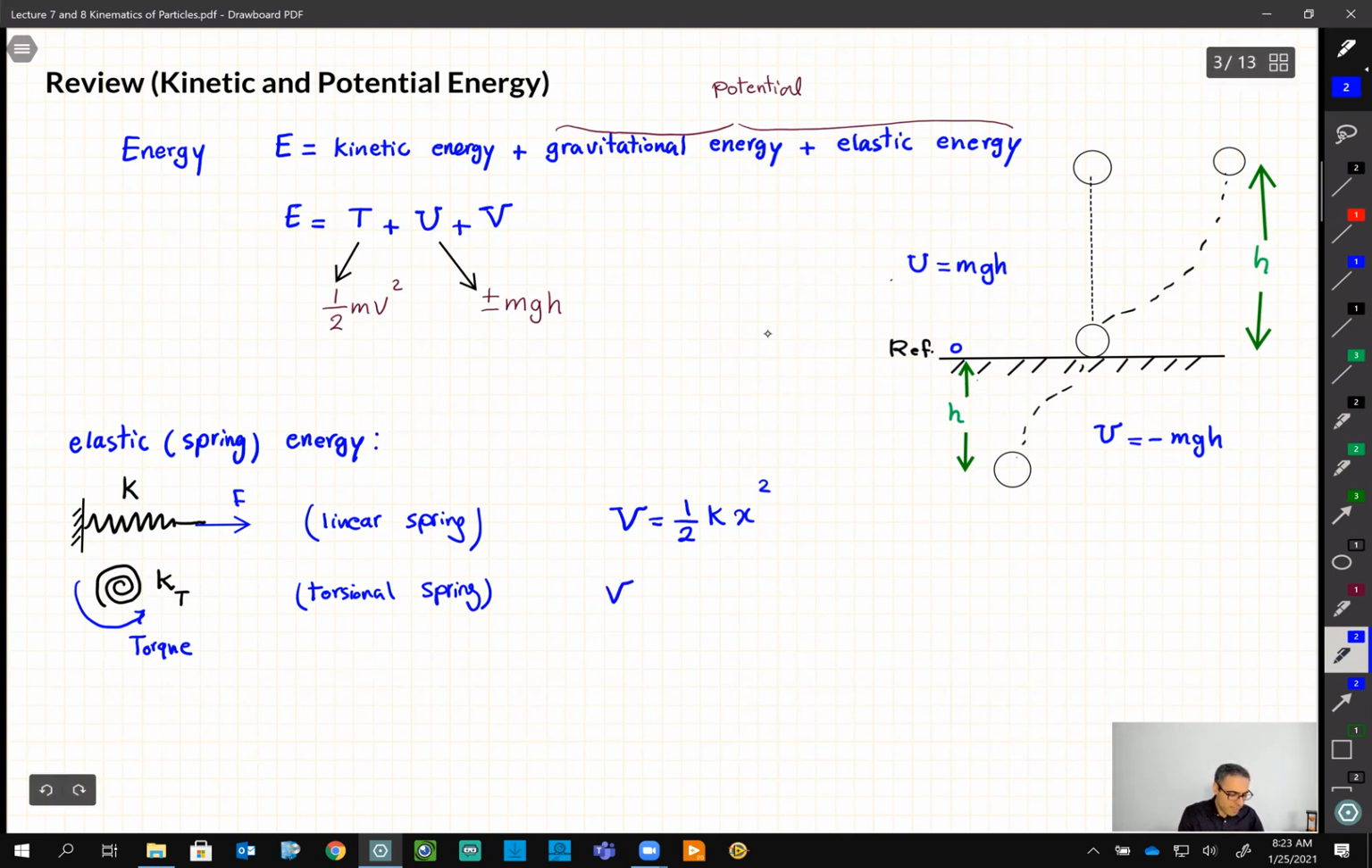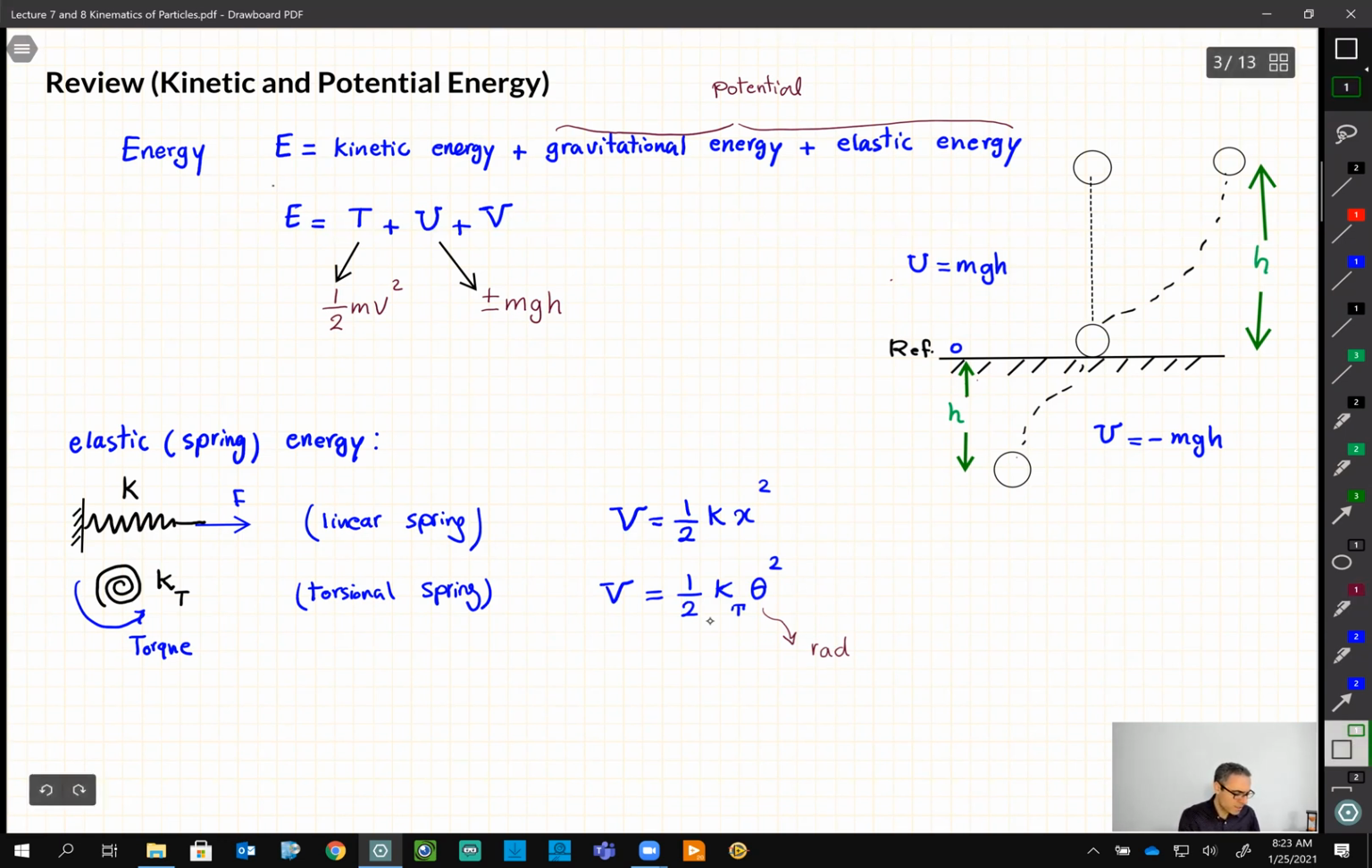And for a torsional spring, it is half of K. We just use this T here to remind ourselves that it is a torsional spring, KT. And instead of displacement, here is theta squared. And don't forget, as I said before in this course, theta has to always be in radians, okay? So if you twist a spring 90 degrees, then delta theta here is pi over 2. This is all we need.